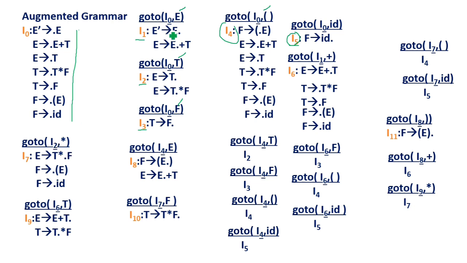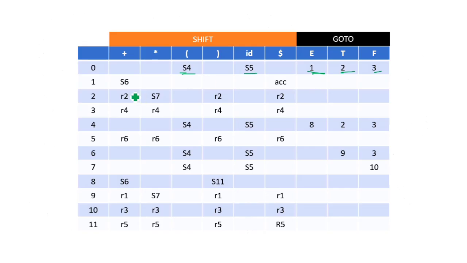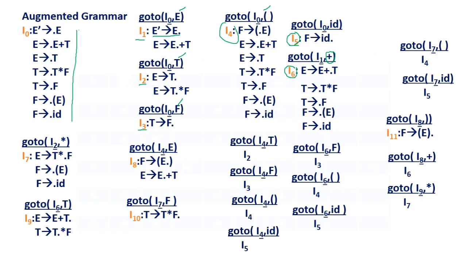Now we come to item set 1. Item set 1 has a go-to for a terminal, plus. It goes to I6, so under plus you write S6. And in item set 1, there is no non-terminal go-to.